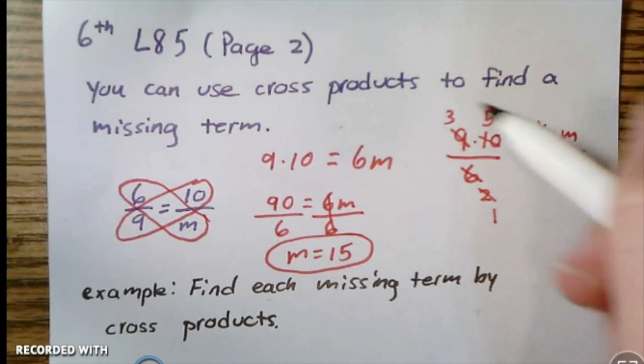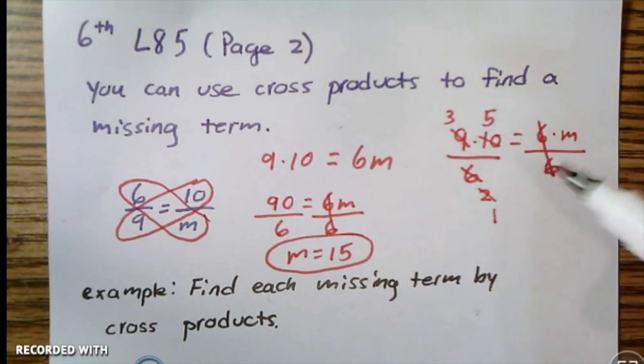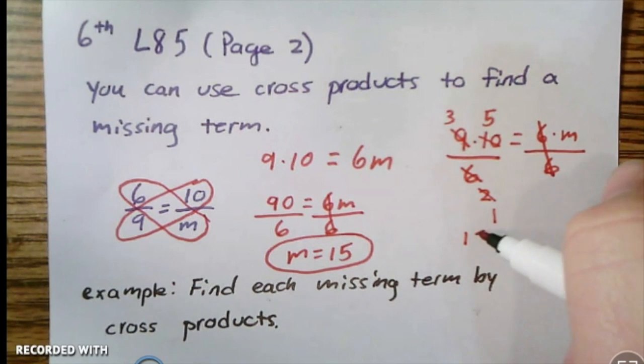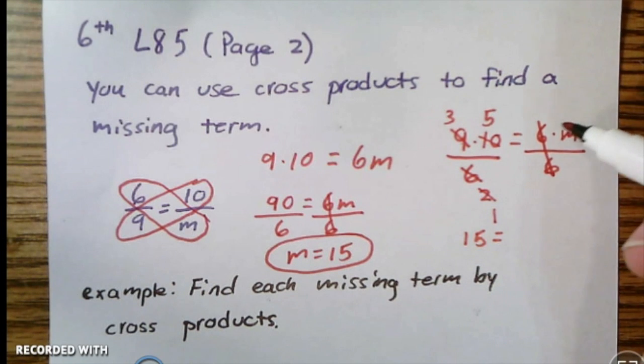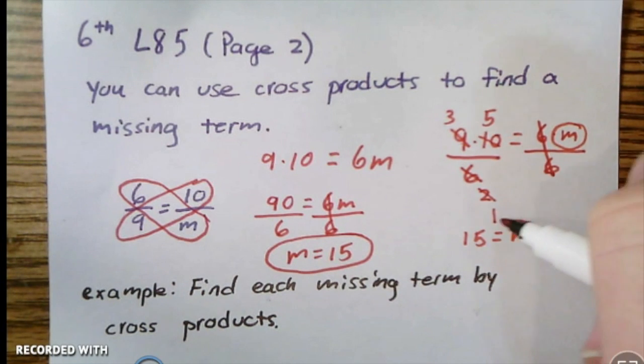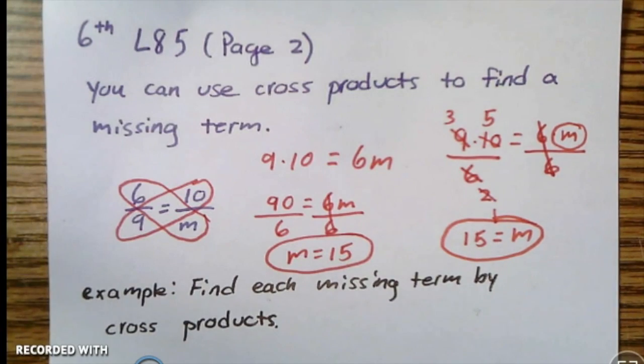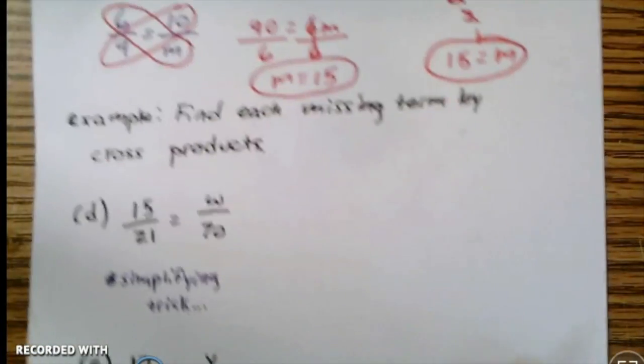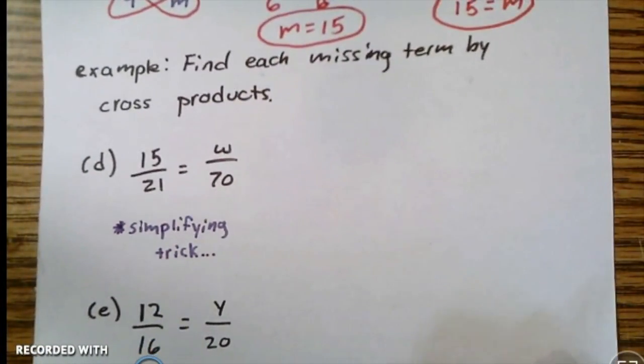Now I can multiply what's left. So I've got 3 times 5 over here, which is 15. And all I've got left over here is an m. So there's my answer: m equals 15. Okay, let's look at another example.